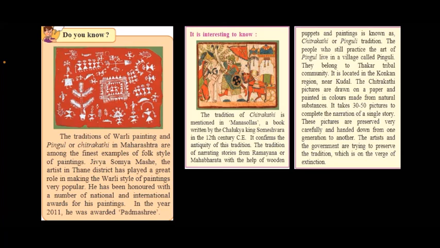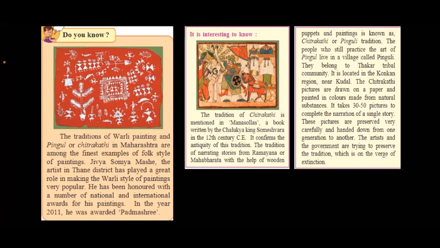The tradition of Chitrakathi is mentioned in Manasollasa, a book written by Chalukya king Someshwara in the 12th century CE. It confirms the antiquity of this tradition. Antiquity means it shows that this tradition is very old. The tradition of narrating stories from Ramayana or Mahabharata with the help of wooden puppets and paintings is known as Chitrakathi or Pinguli tradition.